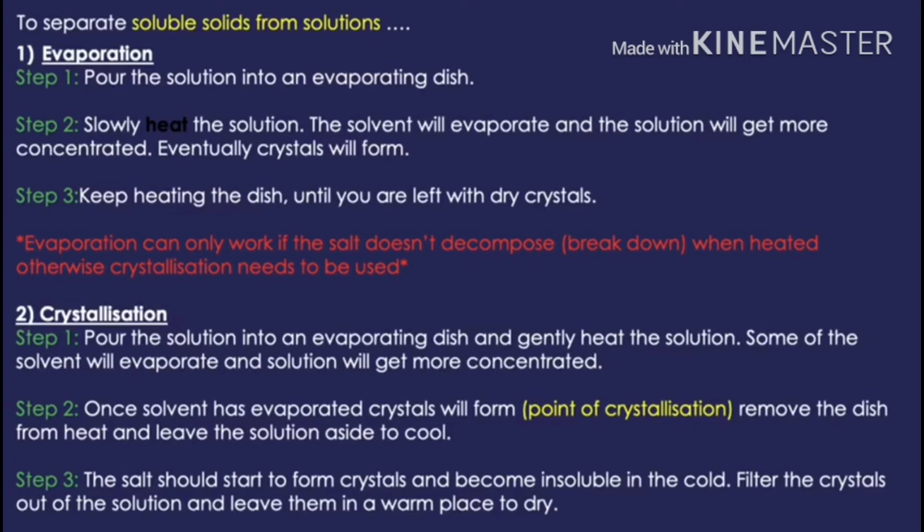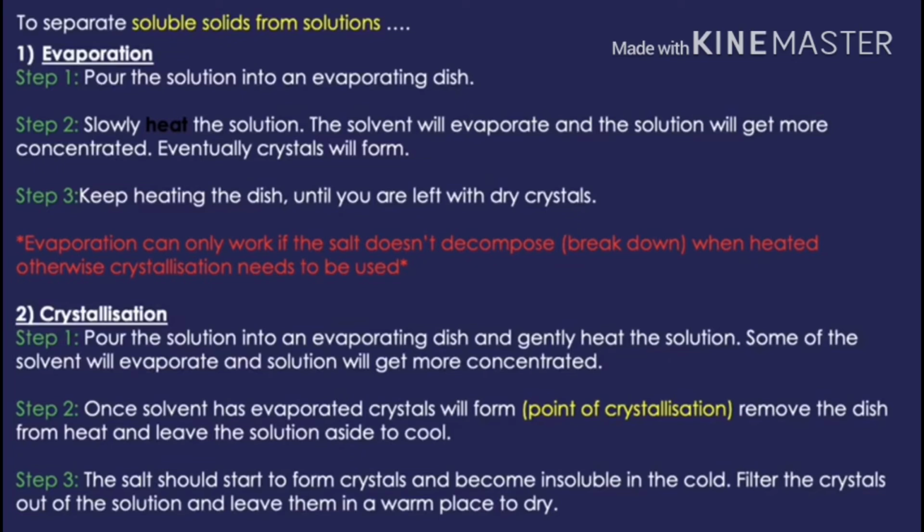Step 1. Pour the solution into an evaporating dish. Step 2. Slowly heat the solution. This can be done using a water bath or an electric heater. It doesn't require a Bunsen burner. The solvent will then evaporate and the solution will get more concentrated. This will lead to crystals being formed. Step 3. Keep heating the dish until you are left with dry crystals.